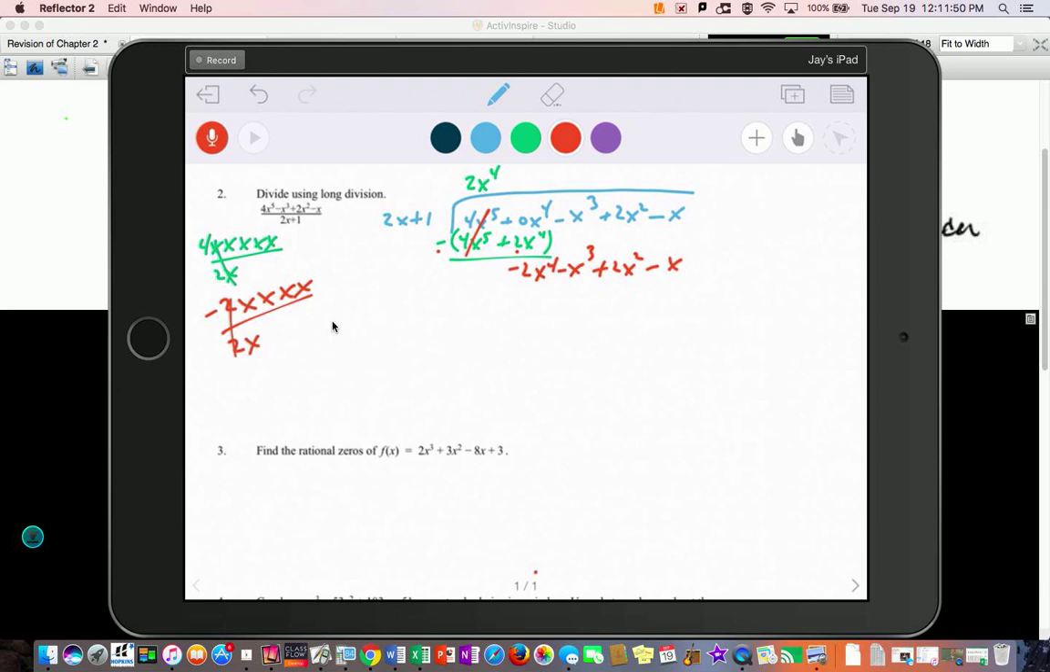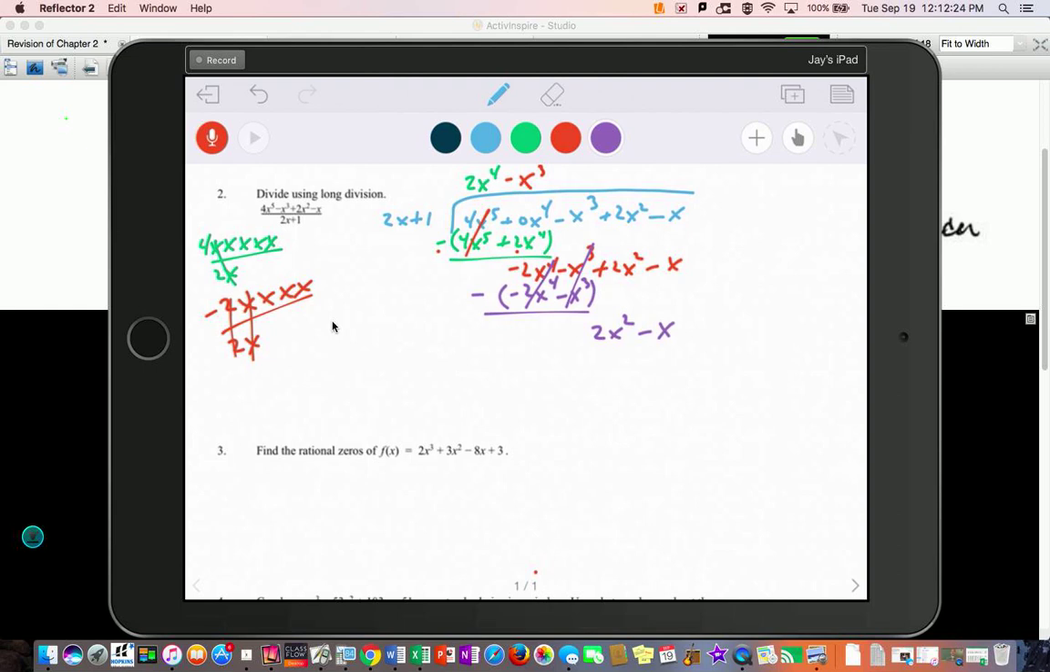So the 2's go away and an x goes away. I would write -x cubed up there. And so -x cubed times 2x is -2x to the 4th. -x cubed times the 1 is -x cubed. So now when I put this in parentheses and subtract, this goes away and this goes away because they're identical. So then I have 2x squared minus x.